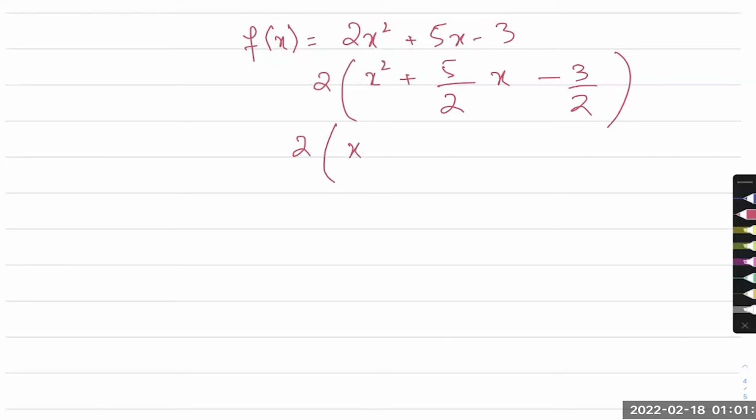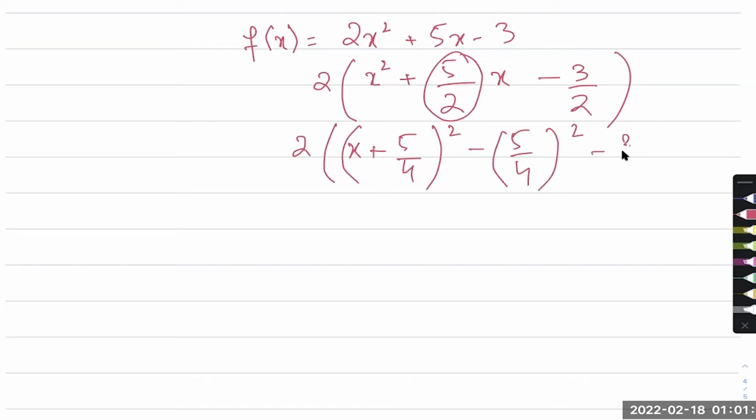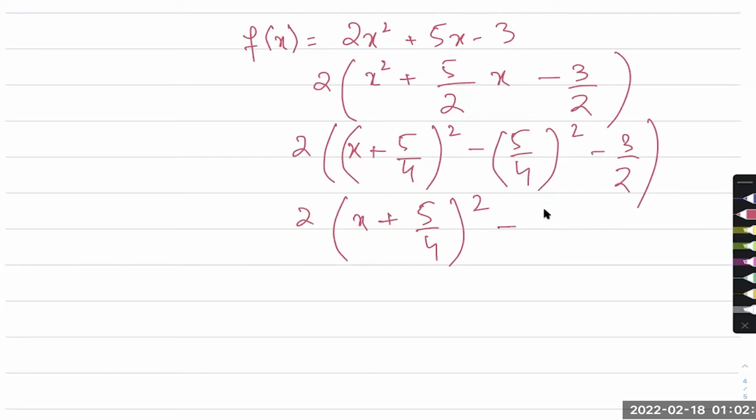The next step, just jump directly to 5 by 4. Divide this by 2. Squared minus 5 by 4 squared minus 3 by 2. The advantage of doing this is that you are not making a mistake of where do I have to half it and where do I not have to. You're just halving it. And now this gives me 2x plus 5 by 4 squared, and that number is 5 by 4 squared and then minus 1.5. I'm getting minus 49 by 8. Are you getting the same?